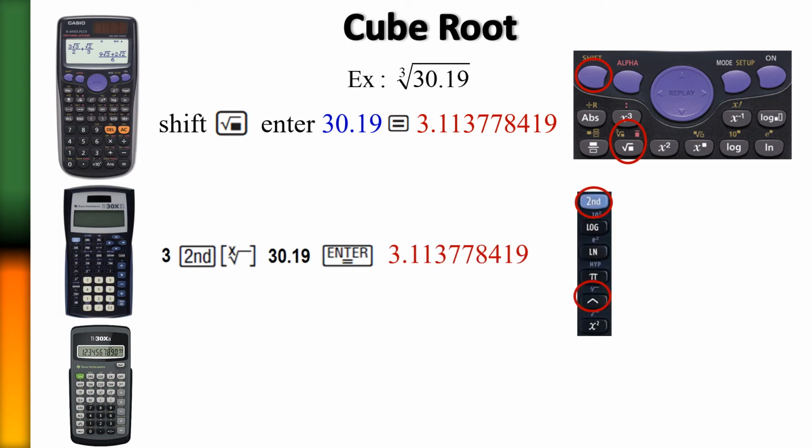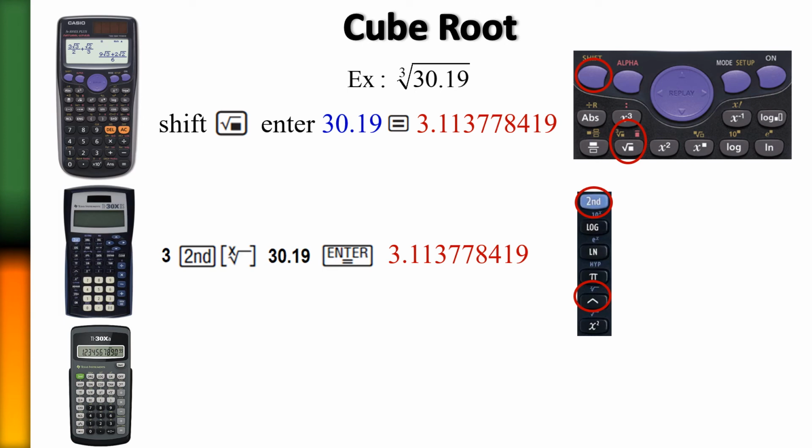Those of you who have the TI-30X2 series, you're going to press second, and then locate a radical symbol with an X as the index. Anytime you see a radical symbol with the X as the index, that's the key that will allow you to put any root in there. You just have to tell the calculator what root you want. So in this case, you have to press 3 first to tell the calculator you want cube root. Press second and then find that radical key. Press your numbers in, in that case 30.19, and then press enter.